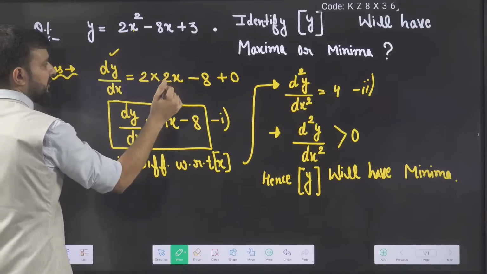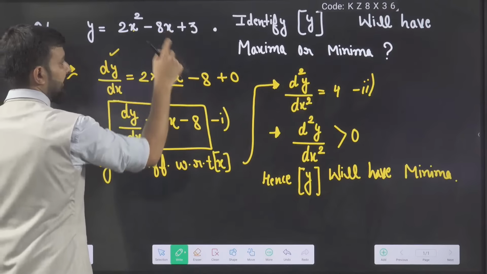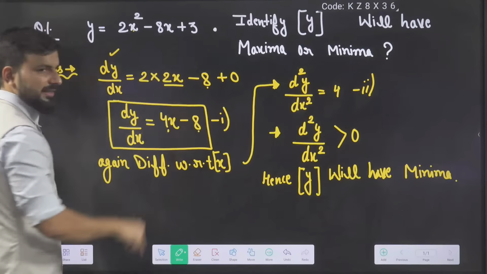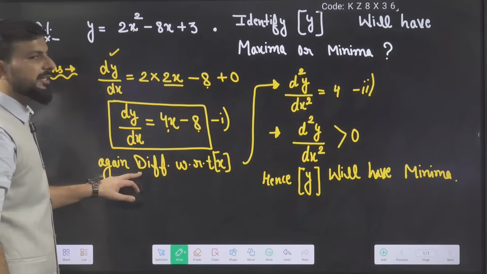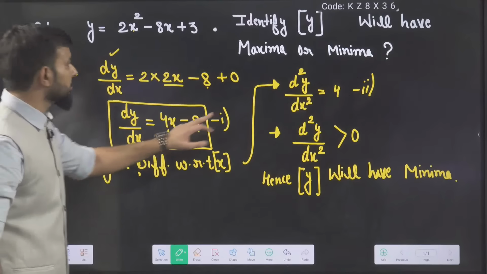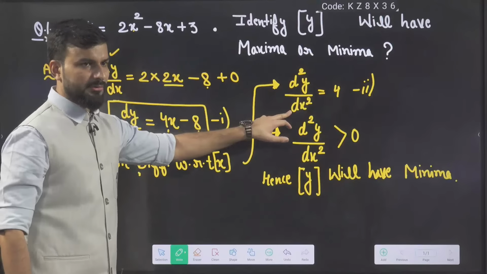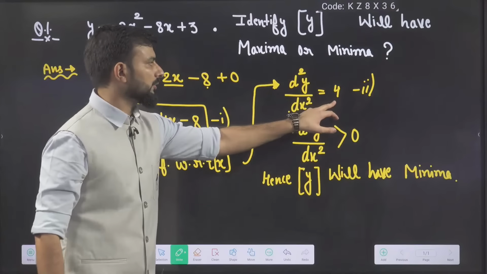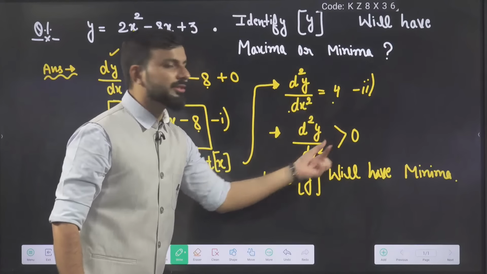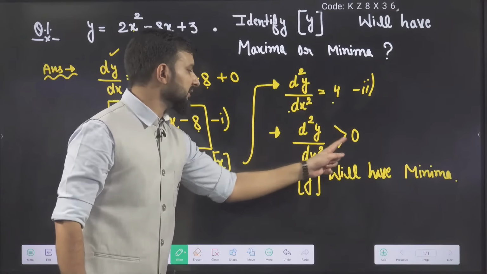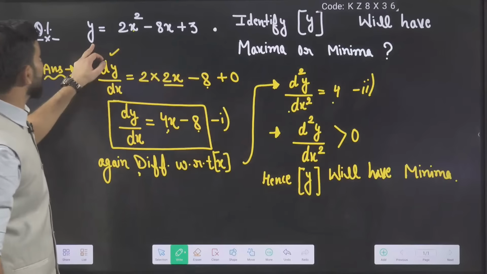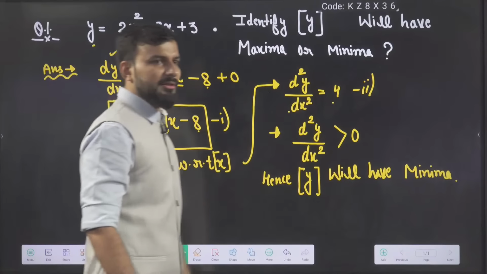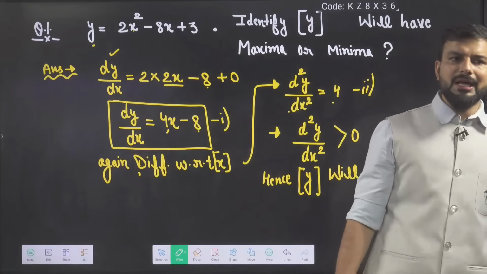Differentiation of 2x square is 4x, and of 8x is 8. I got the answer 4x minus 8. I differentiated it again, so it looks like this, double differentiation. The double differentiation of 4x minus 8 is equal to 4. Since the number 4 is greater than 0, if the double differentiation is greater than 0, then this y will have what? Minima. Then this y will have minima.